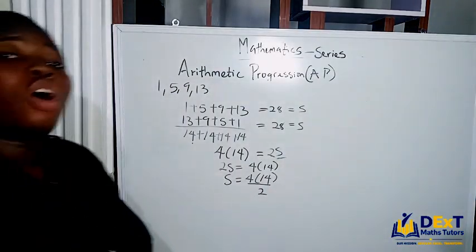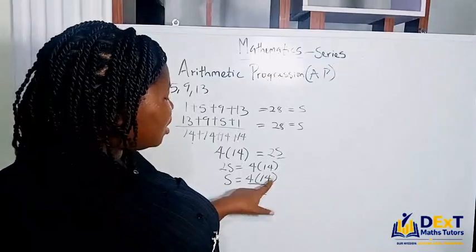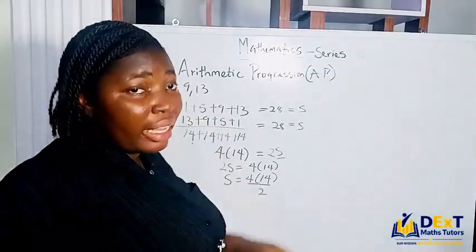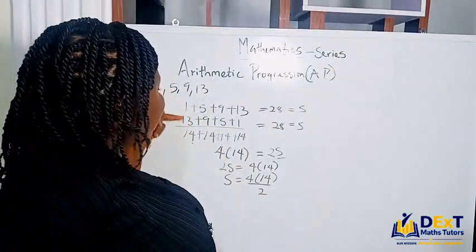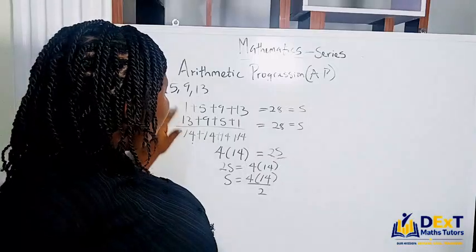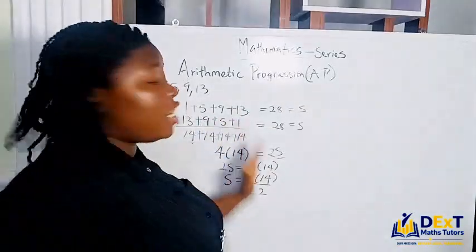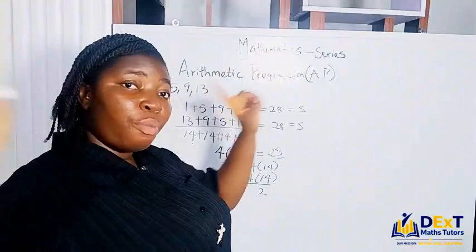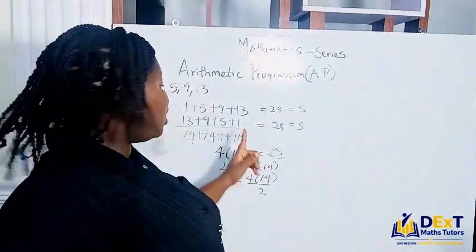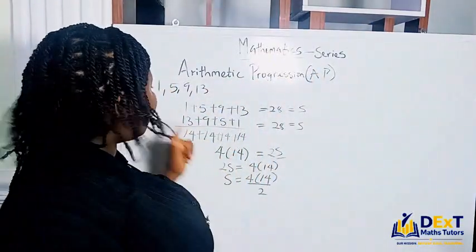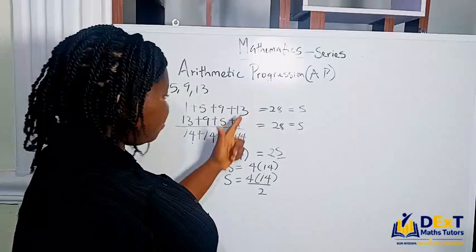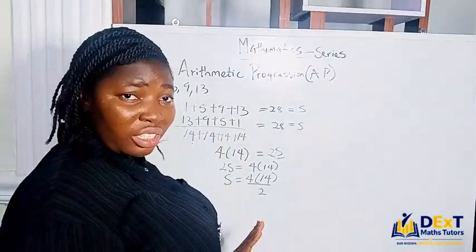Now, somebody will want to ask me, where did this 14 come from? Simply, it is just the sum of the first and the last term: 1 plus 13, 13 plus 1. Of course, every other addition in between, once we pair from the two ends, gives you 14. But for the sake of this, let's use the first and the last term. Do you understand what I'm saying?